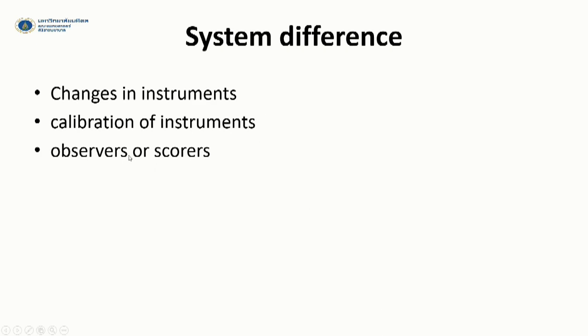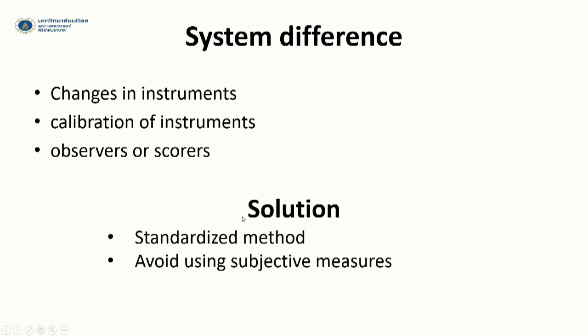And sometimes you can be affected by the observer. With a different observer, your performance in research is probably different. So you use a standard method, and you try not to change anything during the period of your experiment.